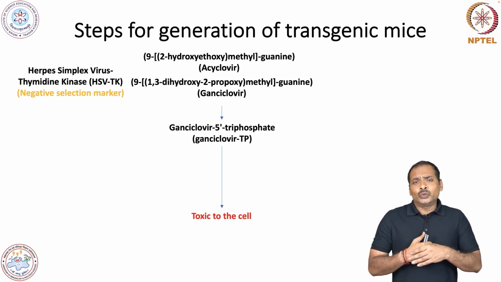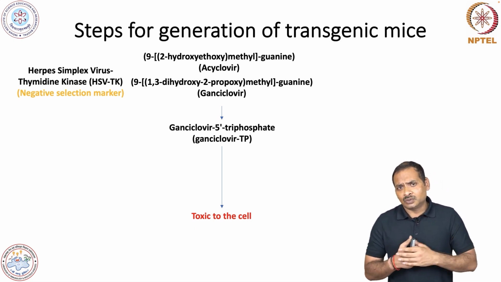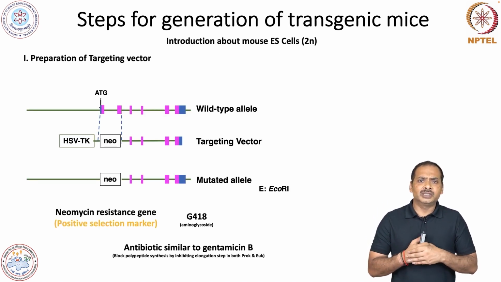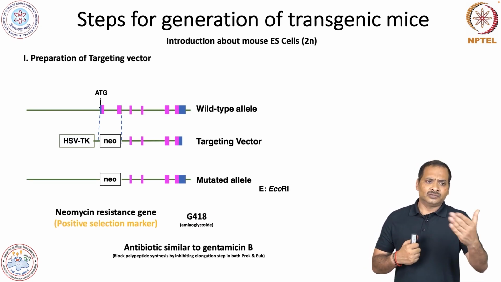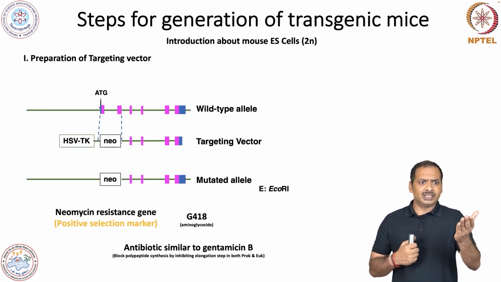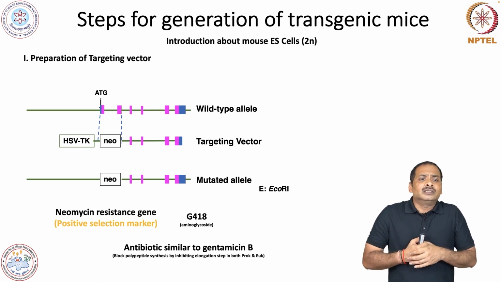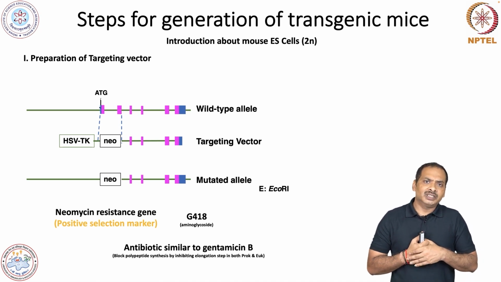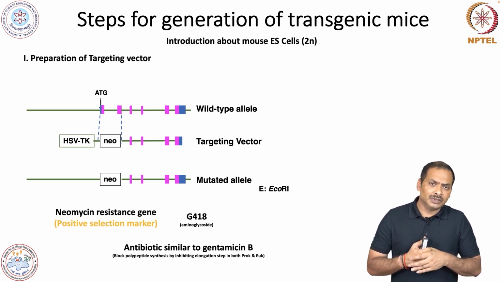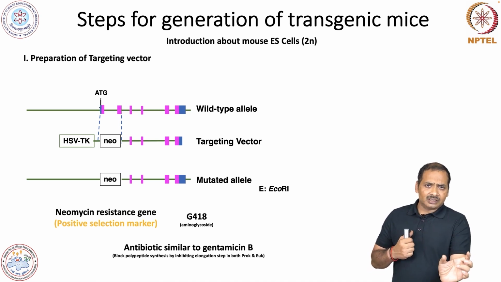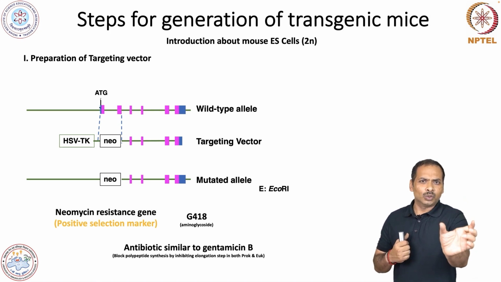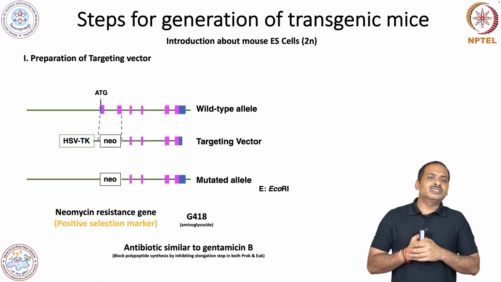So, this is the way by which the negative selection marker works. If I revert the slides, you can see again this is the arrangement of the selection markers HSV-TK and NEO. Now you can understand, if there is a perfect homologous recombination taking place in the cell, meaning this targeting vector will go to the same gene or same genomic locus, then there will be the removal of HSV-TK.